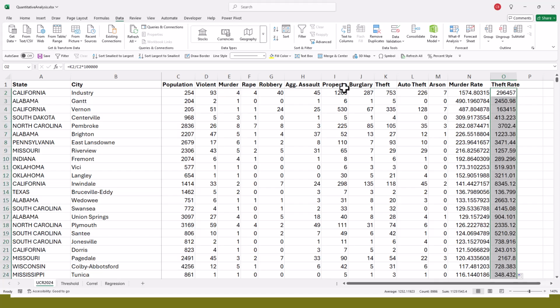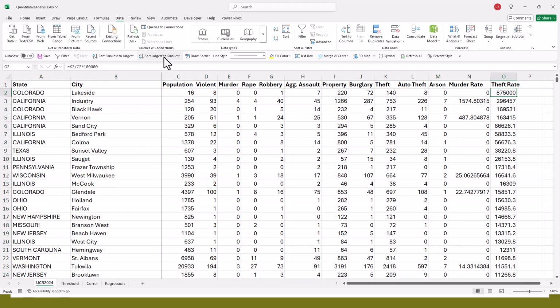So, yeah, Industry, California had more thefts than people. Again, because it's just a highly industrialized city with lots of workers. Lakeside, Colorado ends up coming up number 1. They had 140 thefts for only 16 people that lived there.